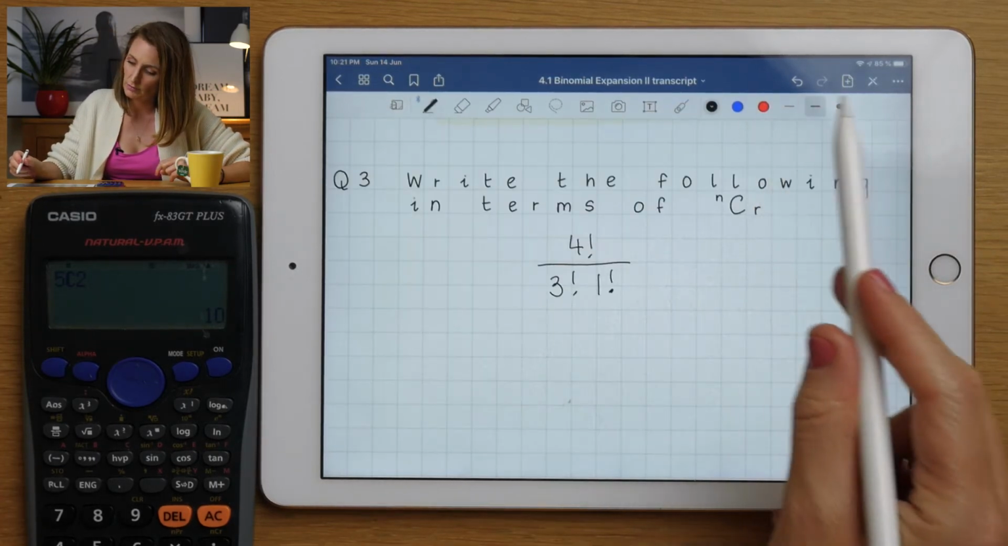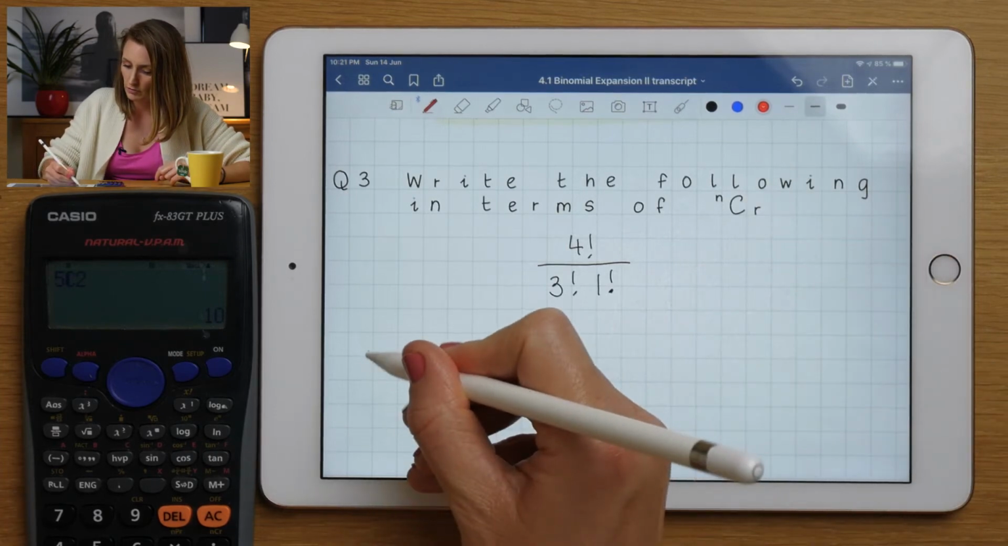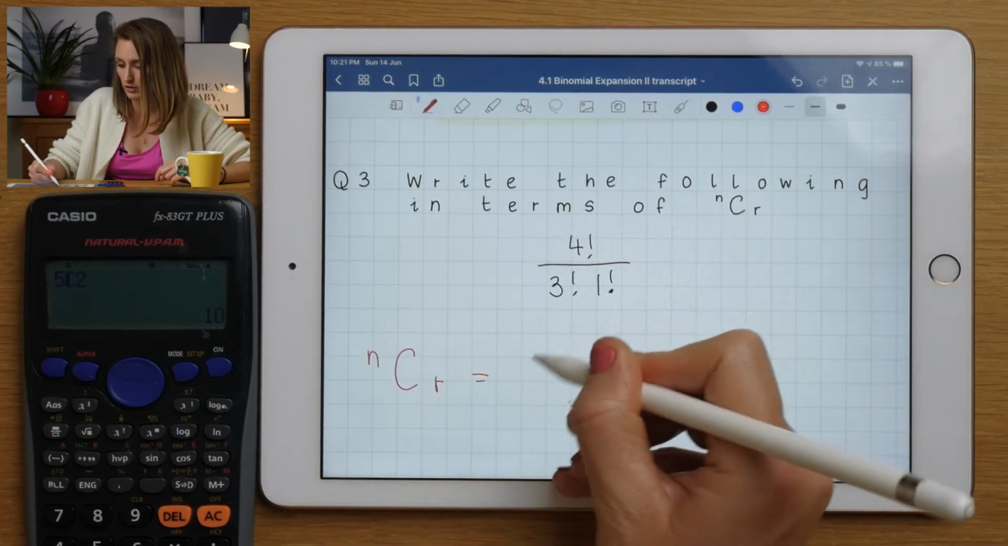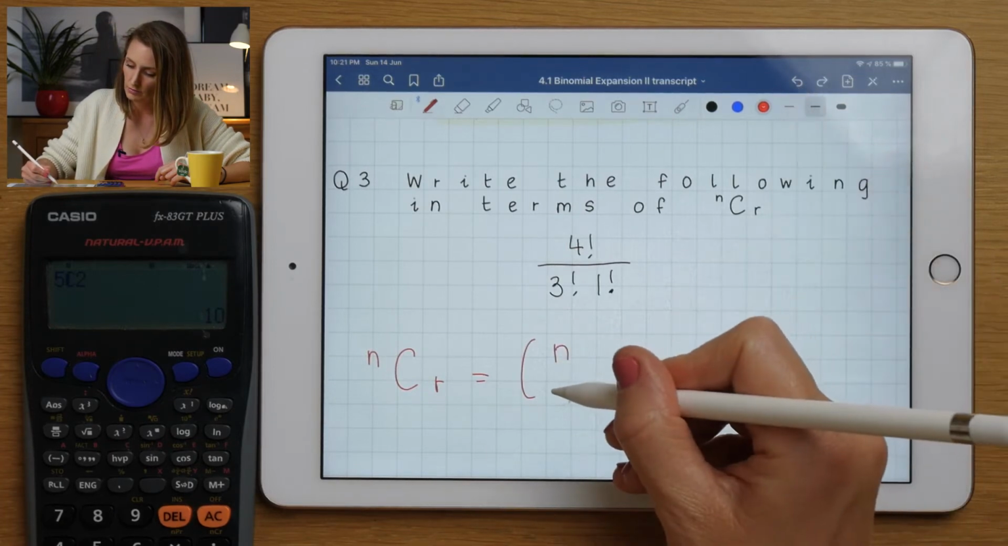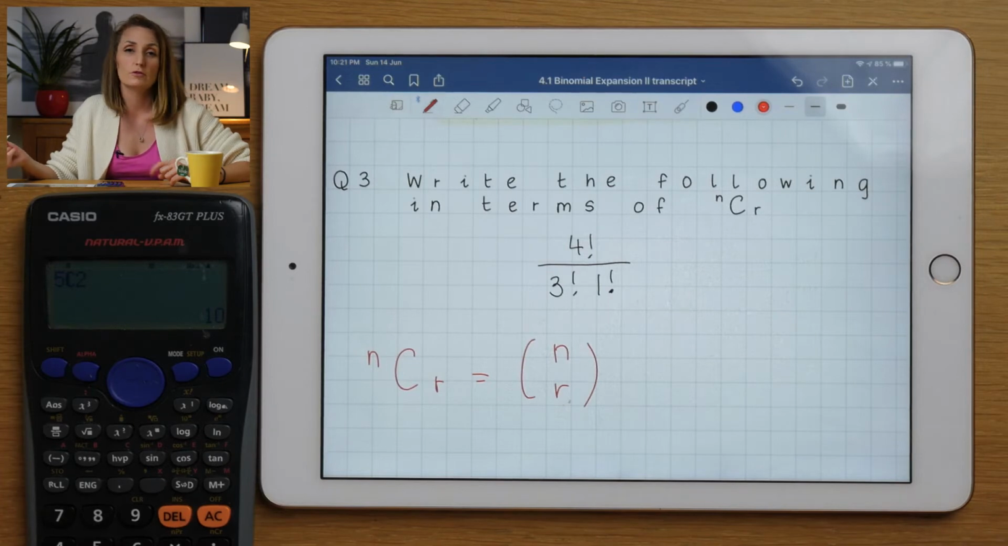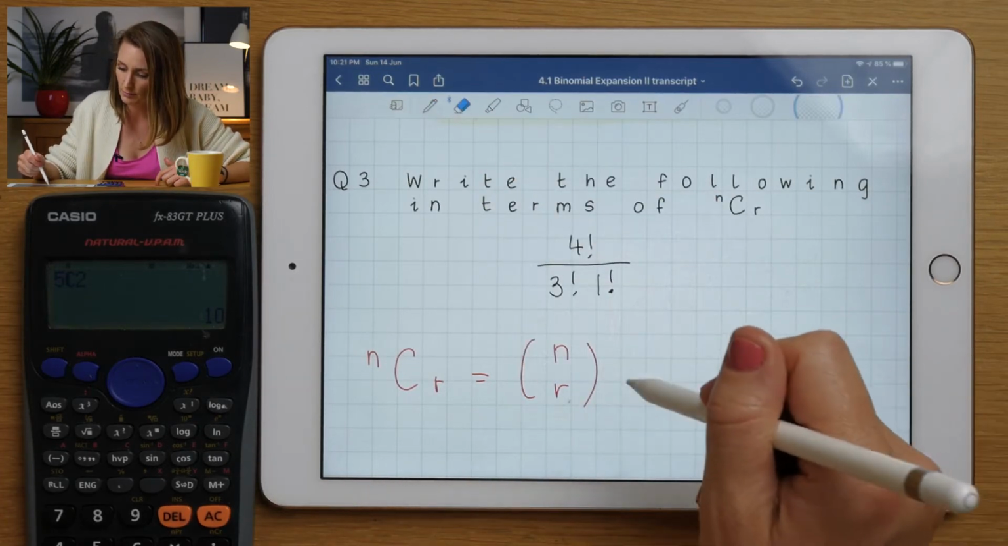So you need to know that formula. Okay, imagine we needed to write this in terms of n choose r notation. Now, you can write this two ways. You can write n choose r, or you can write it like this. Oh, sorry, n choose r. Both of those mean exactly the same thing, and both methods of writing it down are perfectly acceptable.